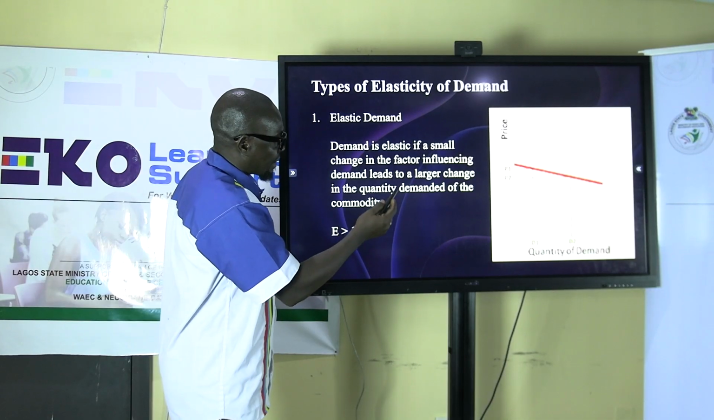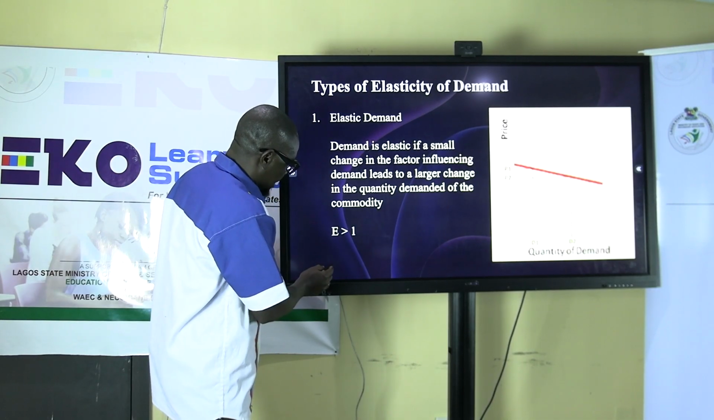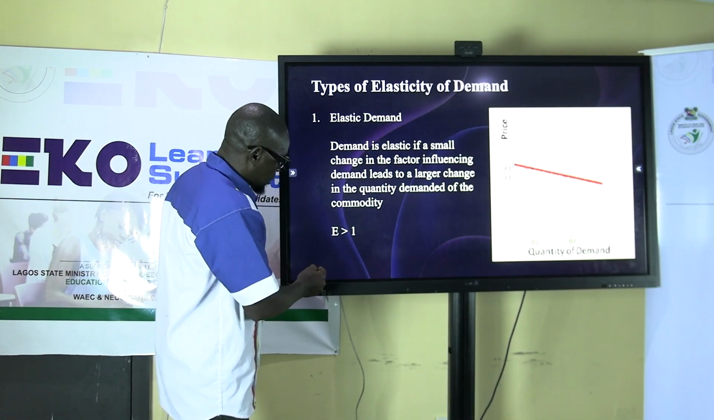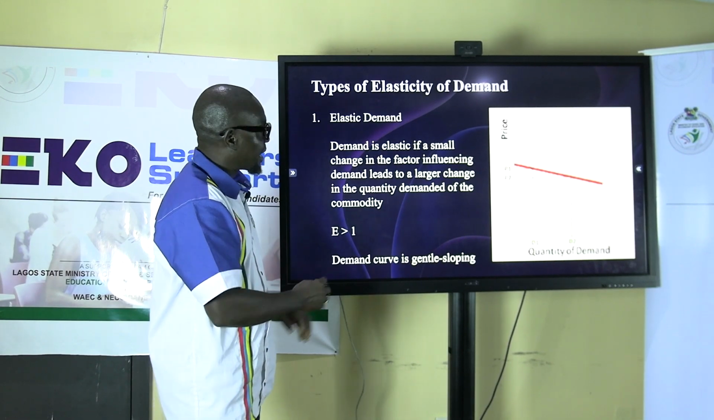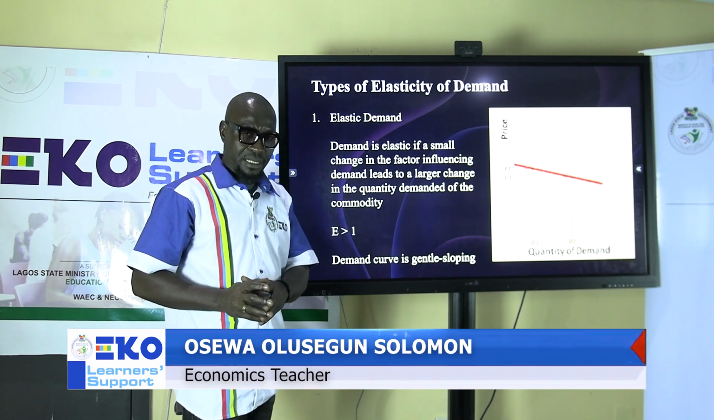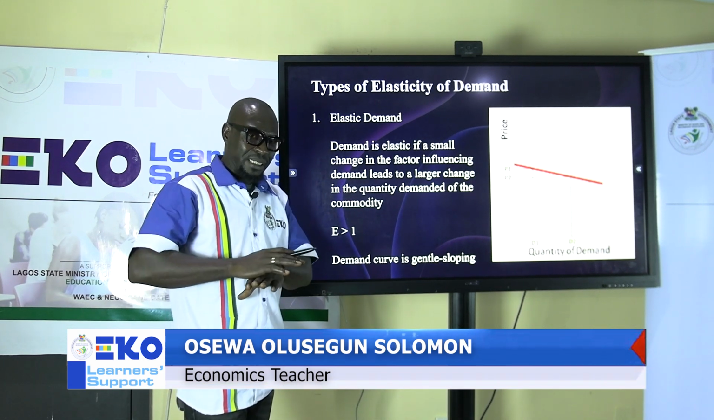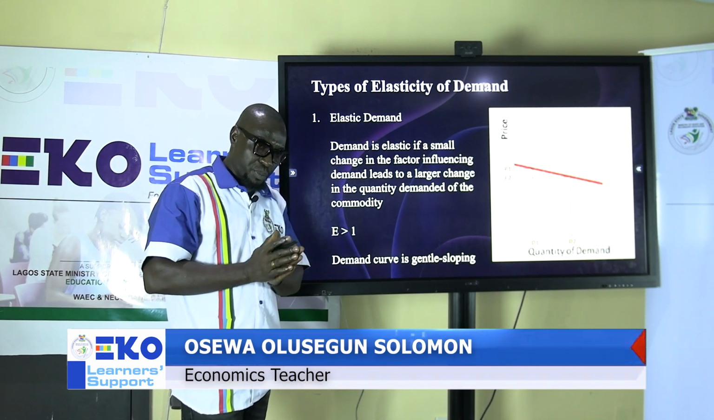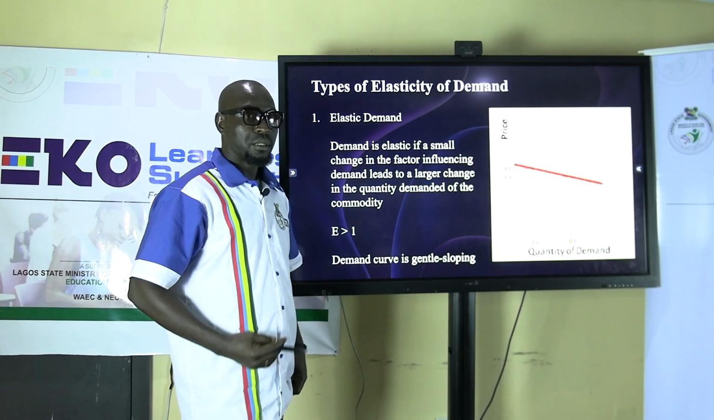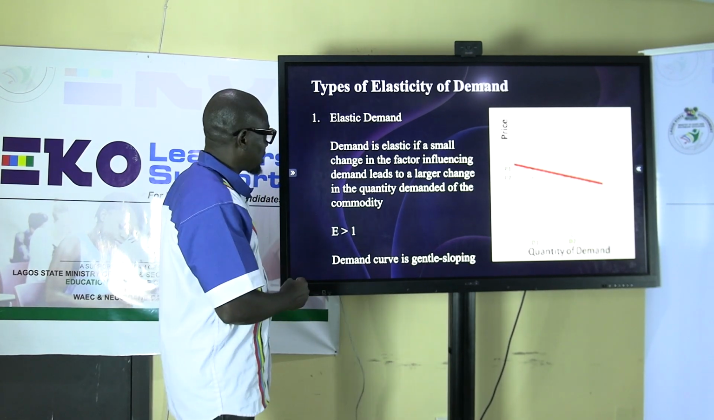These are characteristics: the gently sloping demand curve and the coefficient of elasticity greater than 1 are features that identify elastic demand. And it is simply that a small percentage change in price leads to a larger percentage change in quantity demanded.